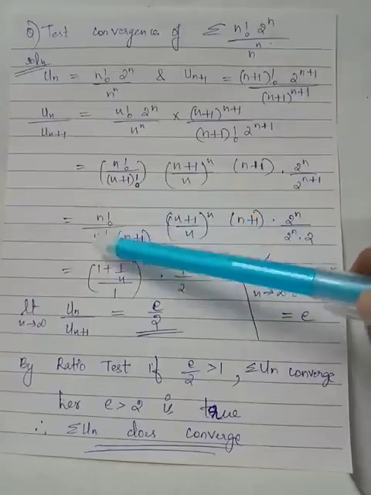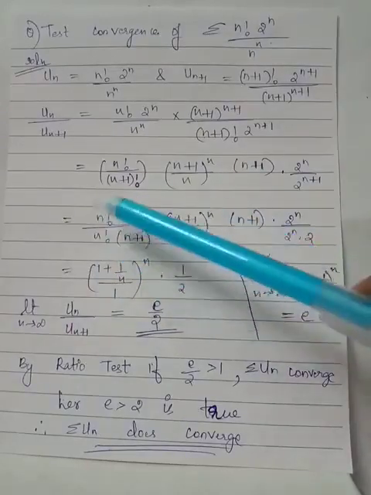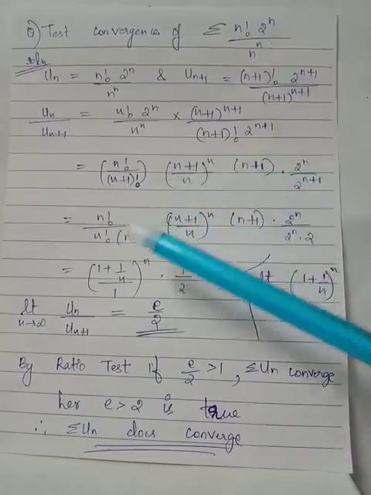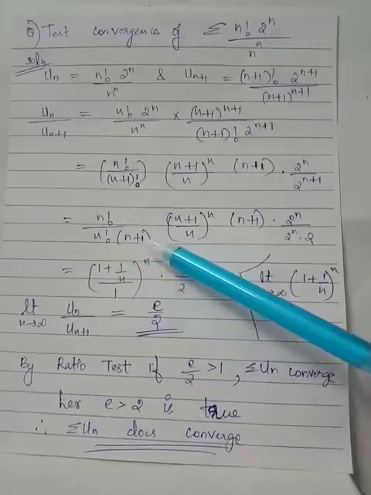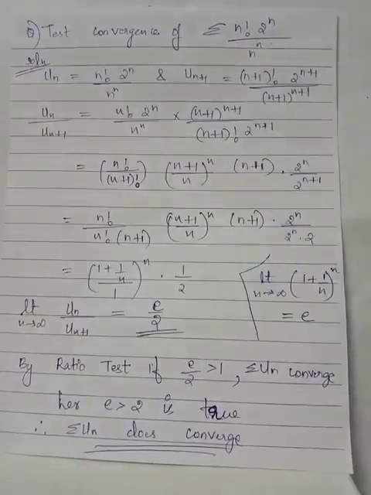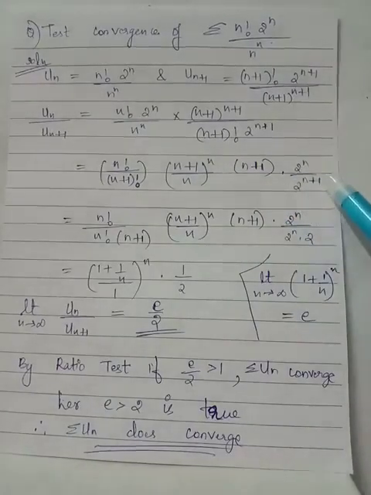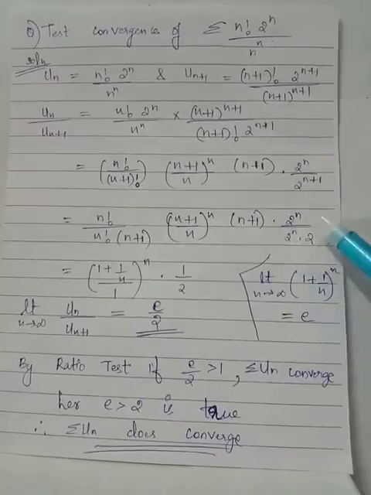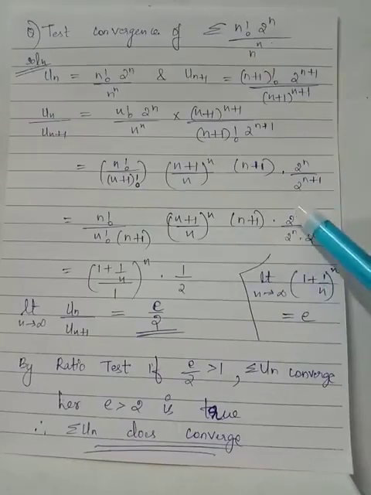Therefore, we can cancel these n factorials. Similarly, this n plus 1 and the n plus 1 which was left out after cancelling n factorial of n plus 1 factorial can also be cancelled. Now, using the exponential law, we have 2 raised to n plus 1 written as 2 raised to n into 2. We can cancel 2 raised to n and 2 raised to n from numerator and denominator.